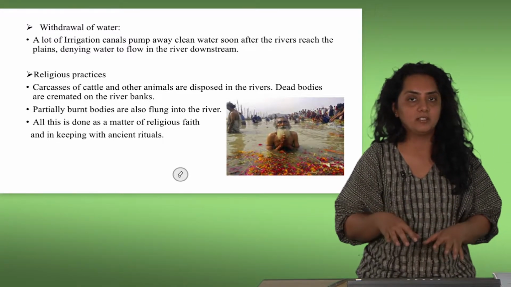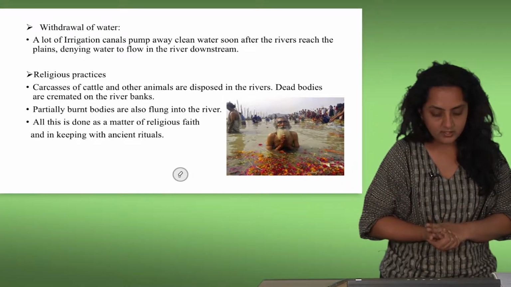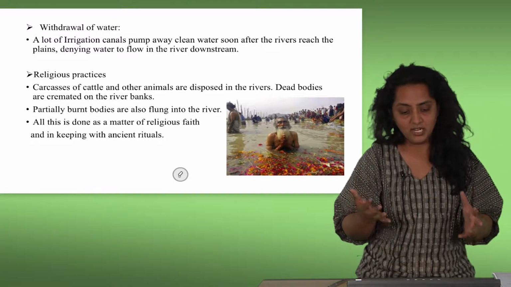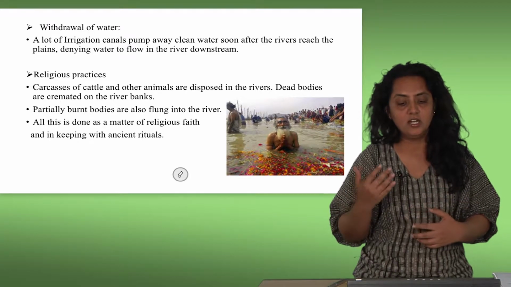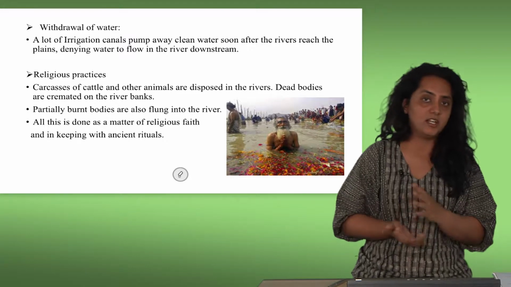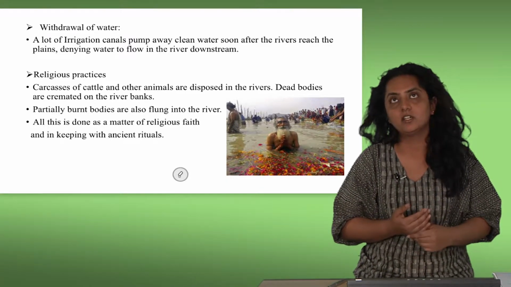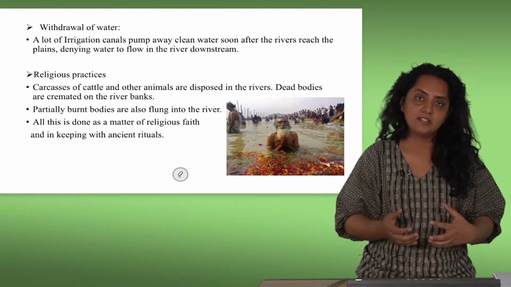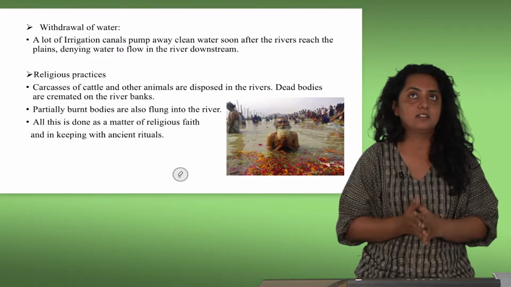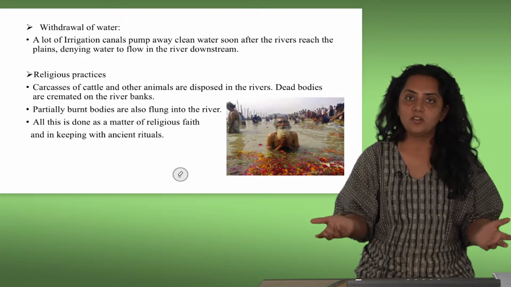So people do not get the fresh water which they used to before. Another reason is religious practices. This is because people consider putting carcasses of cattle and animals and dead bodies of humans into the river Ganga, because as we talked about earlier, it is considered to be the most holy river of India. So putting carcasses of cattle and dead bodies of humans is considered to be holy, and they think that if they put that in the river, the person will be free from all sins.